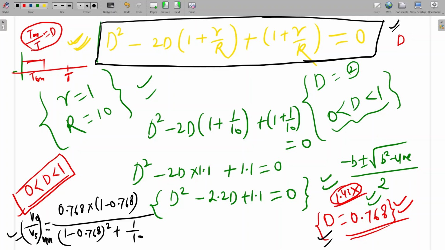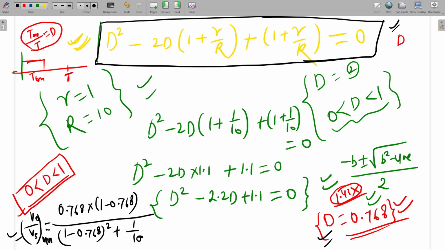Can anyone calculate? How much? 1.157, sir. This one, I think you've done some mistake. Let me check also. 0.768 into 1 minus 0.768 divided by 1 minus 0.768 whole square plus 0.1. How much are you getting? 1.15 something. Yes, sir. Okay, let's check.